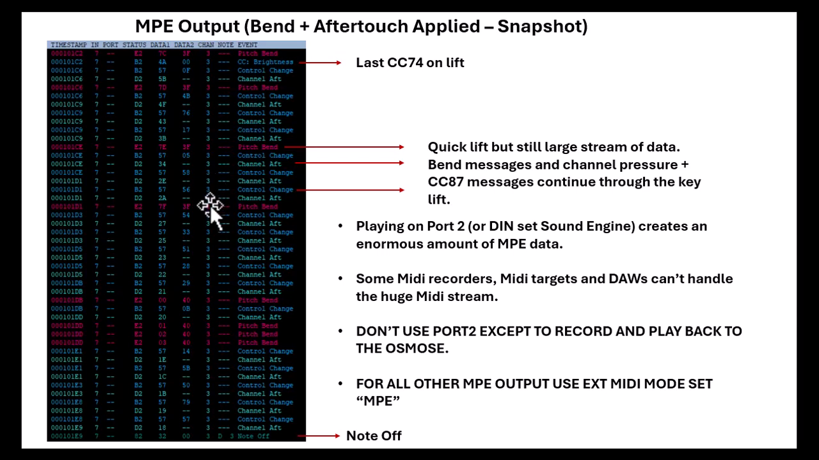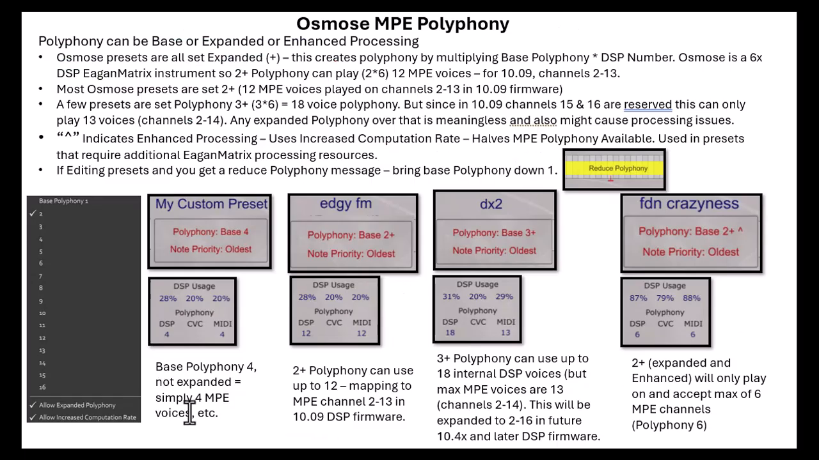Some MIDI recorders may not be able to handle that huge MIDI stream. Now, next thing to talk about is Osmose polyphony and also priority. Osmose has a bass polyphony displayed when you bring up the editor for a preset.